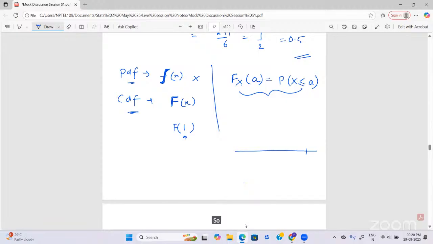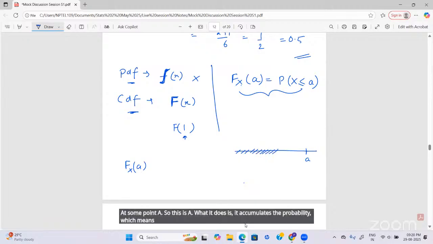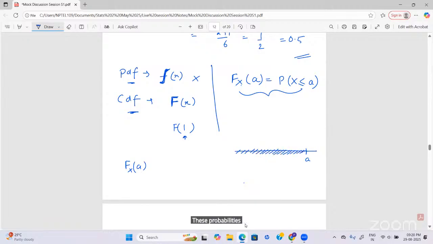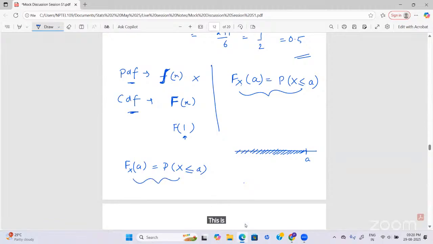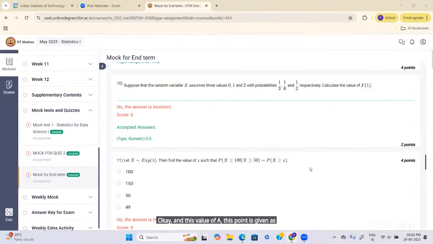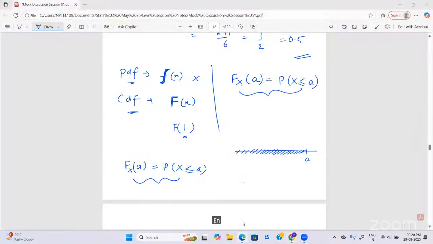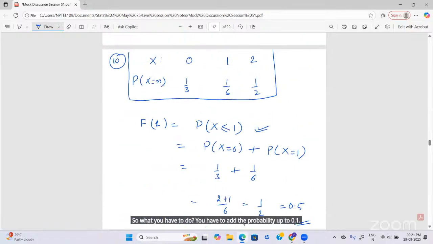So suppose you have to find the CDF, this capital F, at some point A. What it does is it accumulates the probabilities, which means you have to add these probabilities up to point A. So the probability that X is less than or equal to A. This is how we define the CDF function, or cumulative distribution function. And this value of A, this point, is given as 1 here in the question. So what you have to do is add the probability up to point 1.